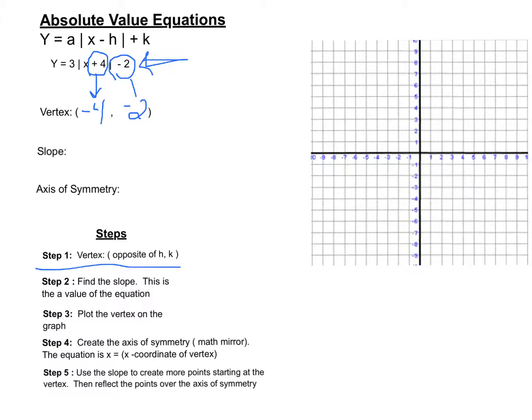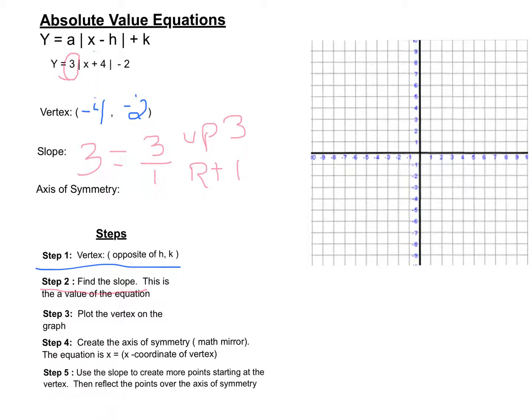Okay. So now that we have that, all right, so let's get rid of this. So we have the vertex. All right, our next step, we have to find the slope. So that's this guy right here. So my slope is 3, or as we all know, slope should be a fraction. So it's going to be 3 to 1, which means I'm going to go up 3 and to the right 1 space.